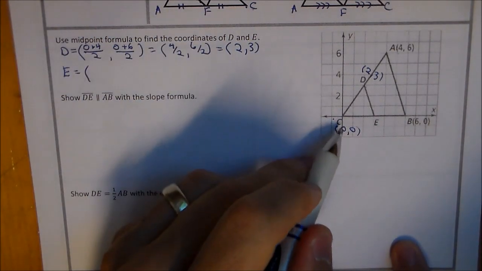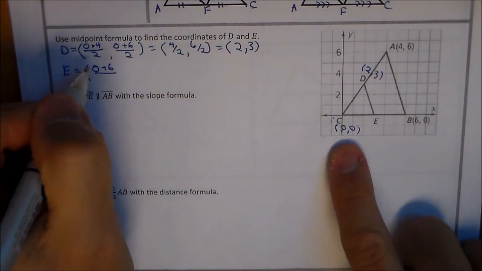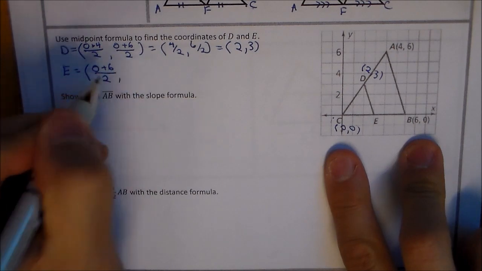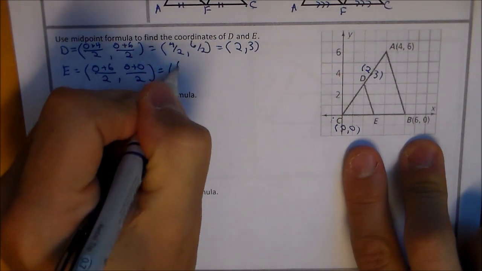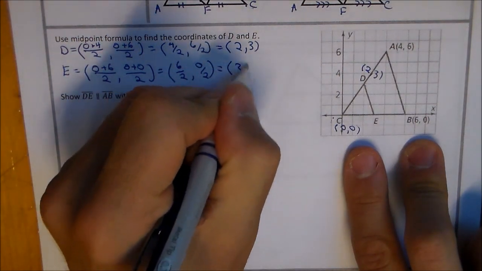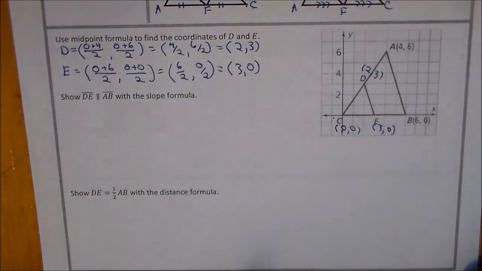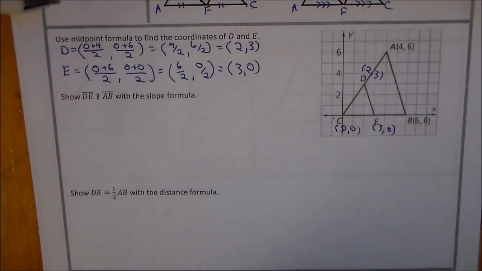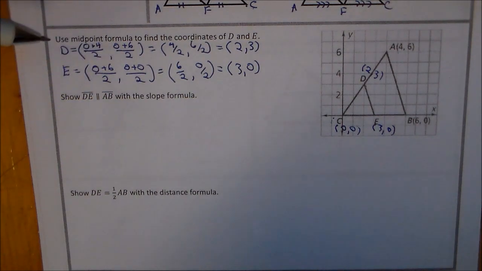E, I'm going to do the same thing. E is using the coordinates C and B. So we're going to go 0 plus 6, so that's the x values, over 2, and 0 plus 0 over 2. So that gives us 6 over 2 and 0 over 2, or coordinates of 3, 0, which if we look are the coordinates of E, so 3, 0. We used the midpoint formula to show that works, so we verified those are the points. Now we're going to show that DE is parallel to AB with the slope formula.